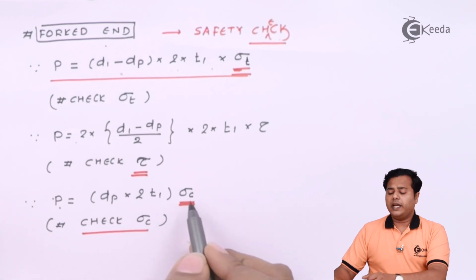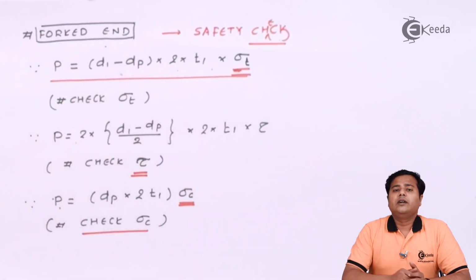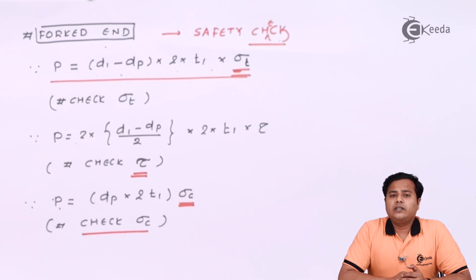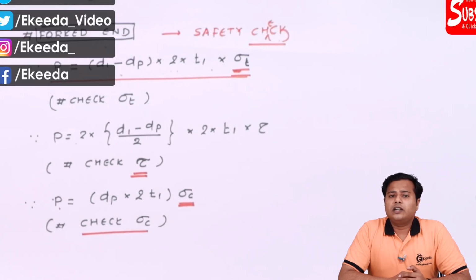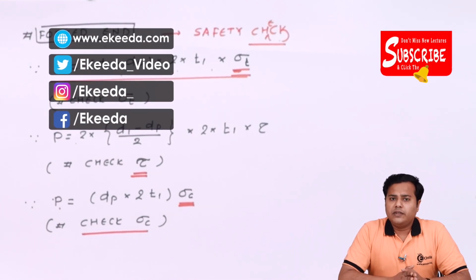So there we will end with the problem of the knuckle design, or this is the summary of the formula that we are going to use for the design of knuckle joint. In the next video, we will be dealing with the numerical based on knuckle design or knuckle joint design. We will divide that numerical into three parts for the convenience.